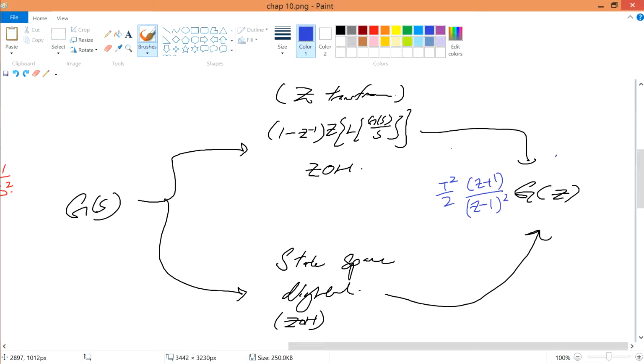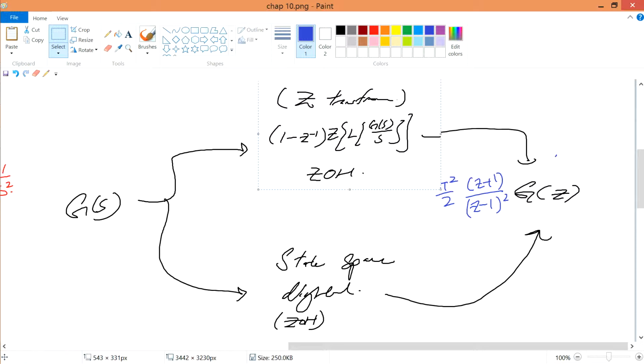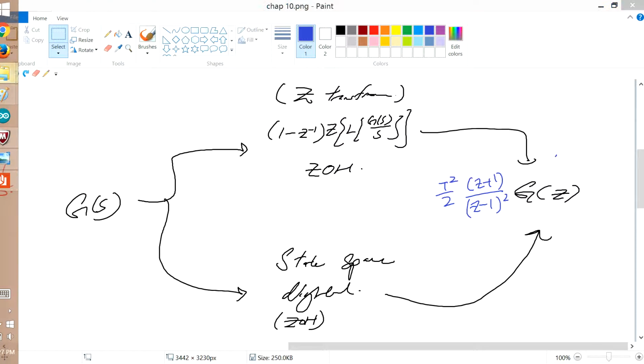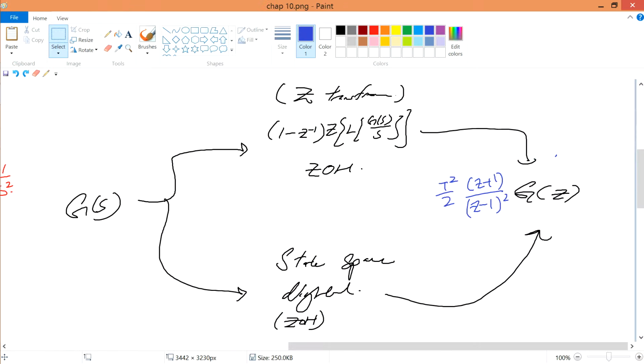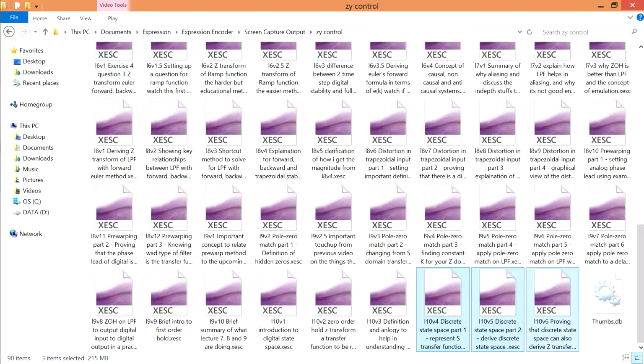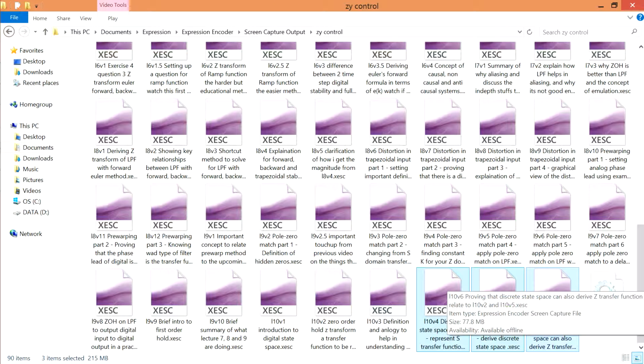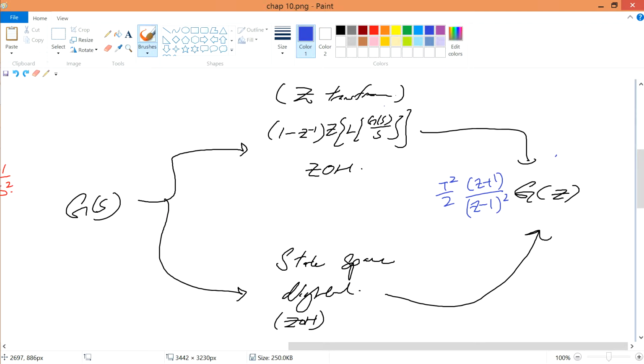Alright, if you don't know what I'm talking about now, you can watch the Z transform video for using this method. You can watch using l10v7, which is this one. If you want to know how we derive this using state space, you can also watch these three parts. It's pretty big, but these are the three parts to use state space.